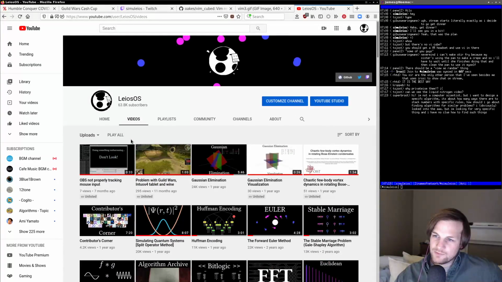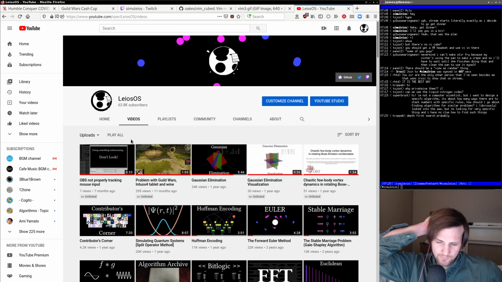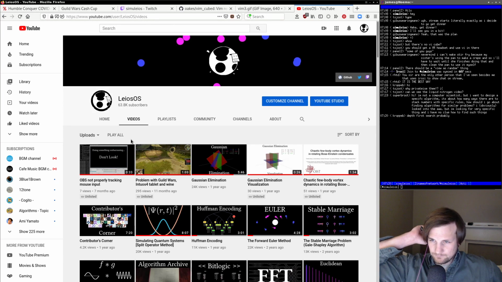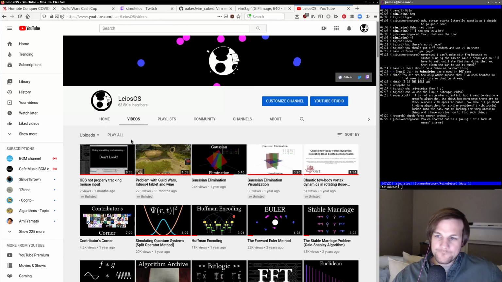That's why. I'm not a computer scientist, but I want to design a specific algorithm. It's about how many ways there are to stack numbers with specific rules. How should I go about finding algorithms for similar problems? I obviously looked into the algorithm archive, but I'm looking for a very specific thing and have no clue how to find such things. What kind of number stacking are you talking about? Right, depth first would probably work if you have a tree or something like that, or a graph or something that you're traversing through. It depends on what you mean by stack.